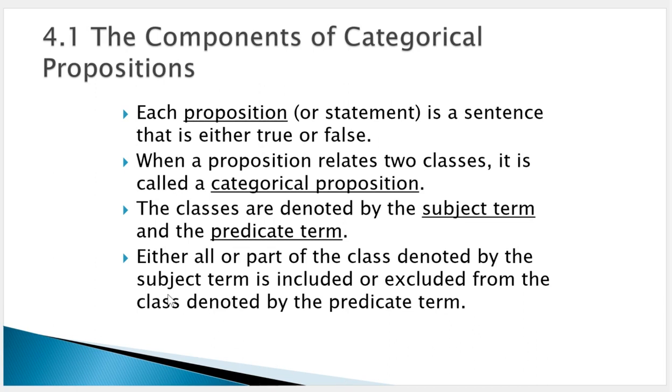Every proposition or statement is just a sentence that's either true or false. When a proposition relates two classes together, it's called a categorical proposition. And those classes are either called the subject term or the predicate term, depending on their position in the statement. Either all or part of the class denoted by the subject term is included or excluded from the class denoted by the predicate term. So let me give you some examples.